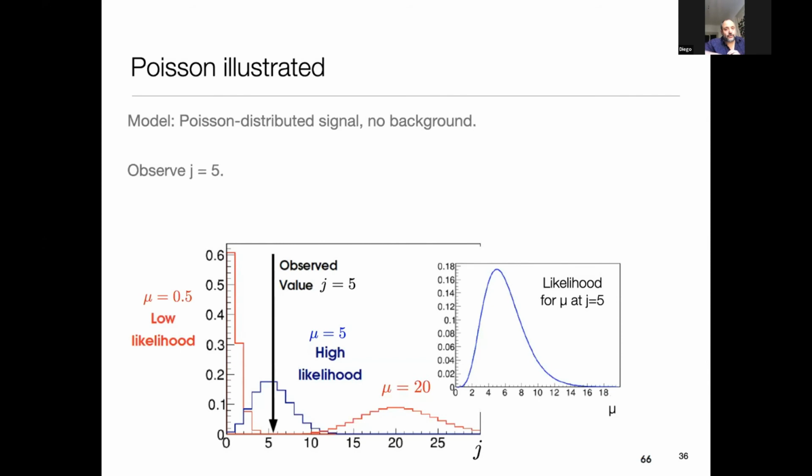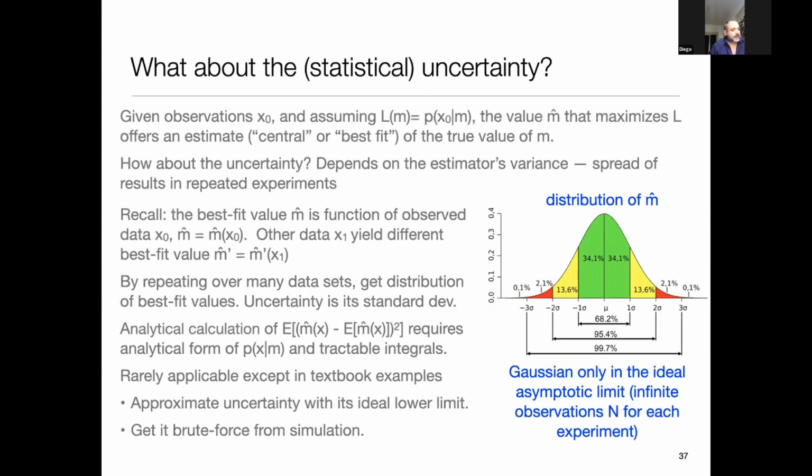So by maximizing the likelihood, we have an estimate, a so-called best fit, of our parameter. But we all know that we cannot get away only with that. We also need to set an uncertainty for it, right? Every experimental determination is accompanied by uncertainties. So how do I get the uncertainty? Well, the uncertainty depends on the estimator's variance.